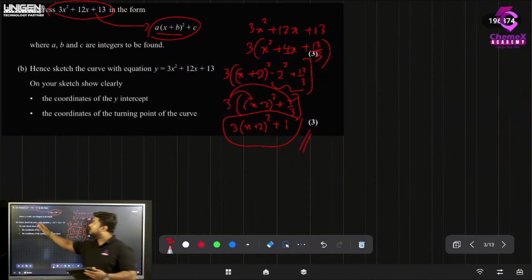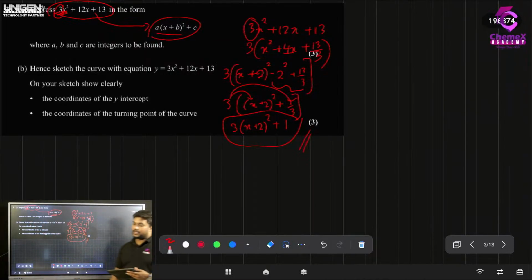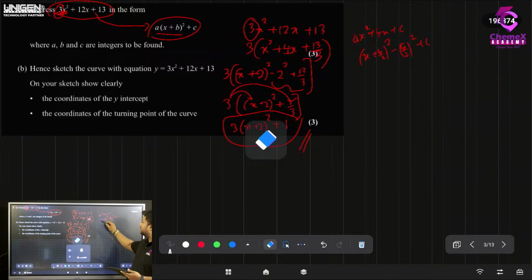Whenever you have a number, always remember what to do. You factorize because you have a number in the front of x squared. So you can't do the normal usual method that you learned, where you take b over 2 squared minus b over 2 squared plus c. No, you can't use that when you have a number here. You have to take that out first, then only start that.